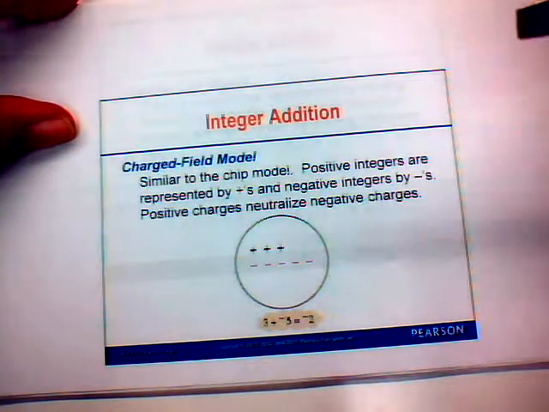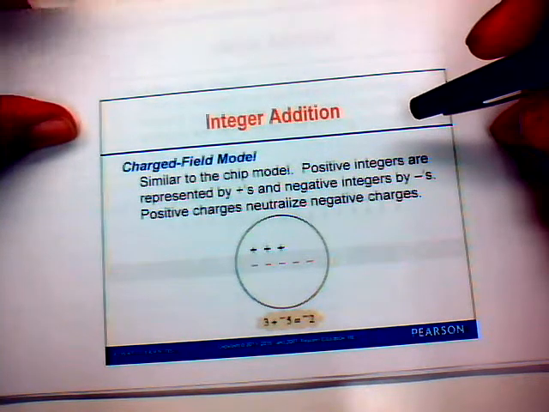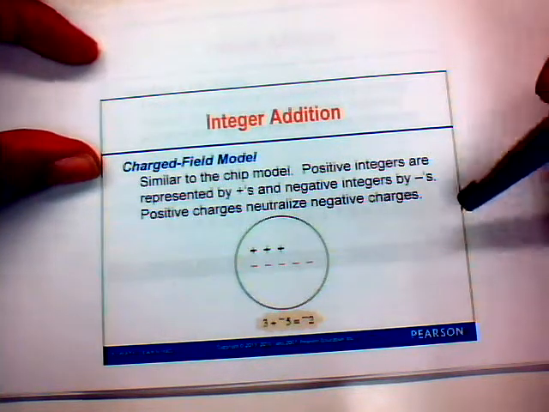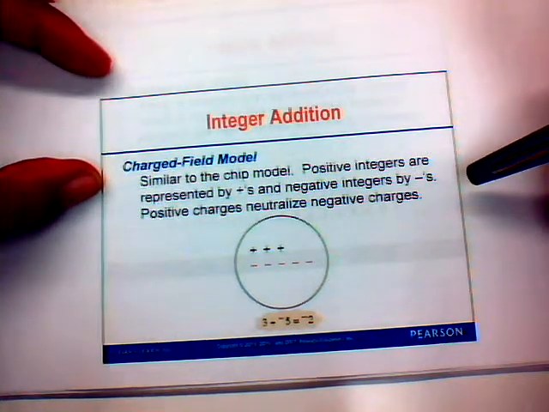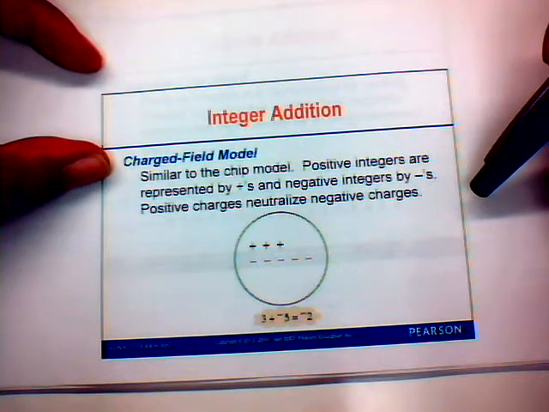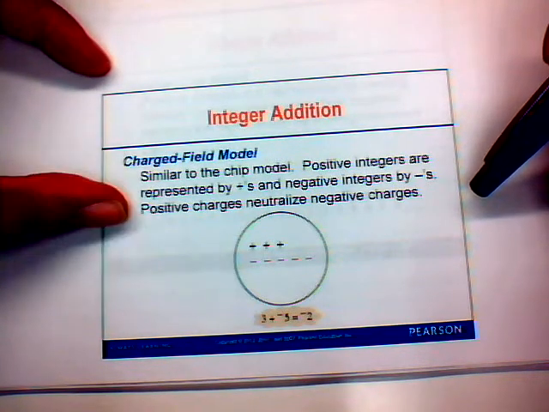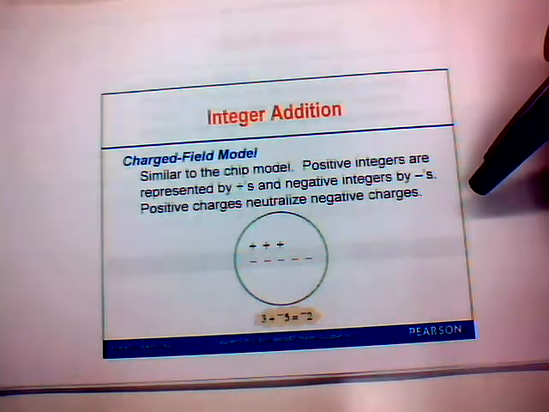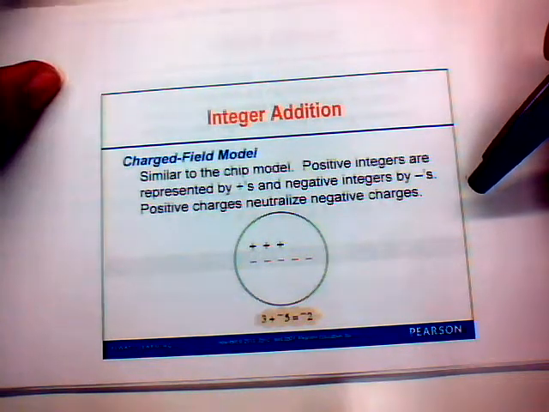Another model that we can use for integer addition is a charged field model, which is similar to the chip model. Here, positive integers are going to be represented by plus signs and negative integers by minus signs. Positive charges neutralize negative charges. Again, a plus and a minus create a 0 pair.